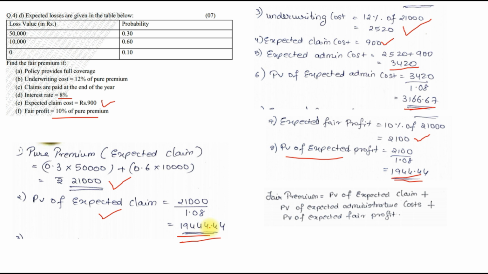So 19,444.44 plus 3166.67 plus 1944.44 gives you 24,555.55. So these were the three sums which were there in this particular question paper.